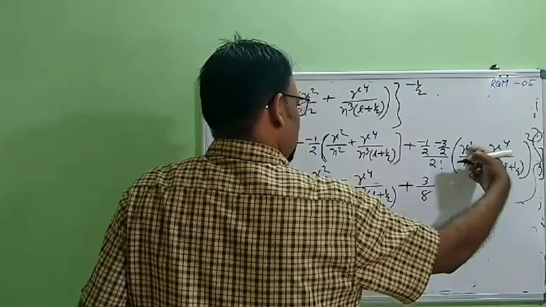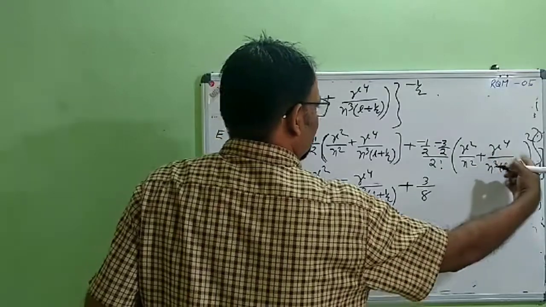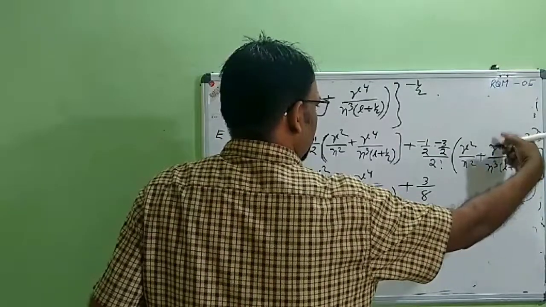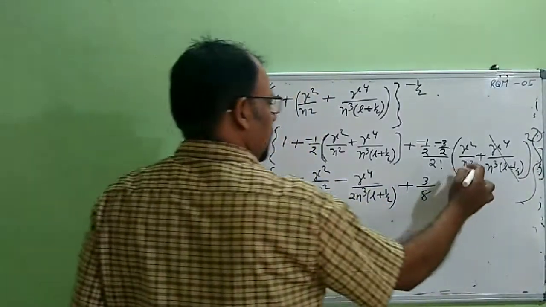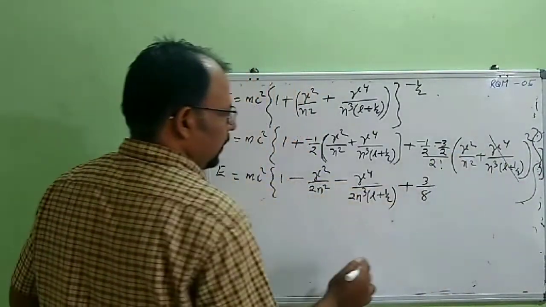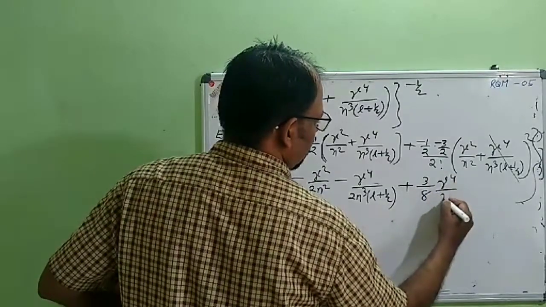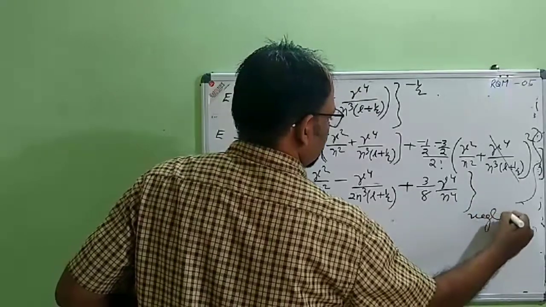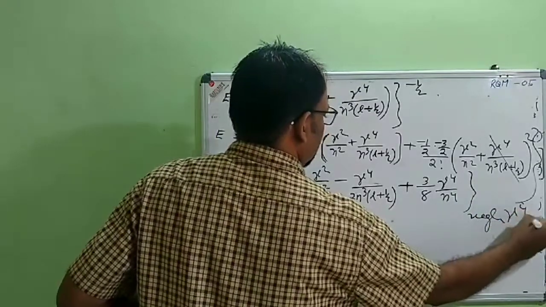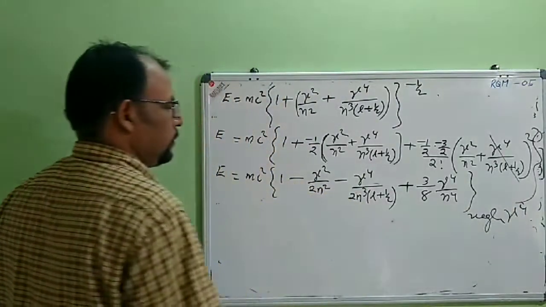So first term gamma raised to 4 by n raised to 4. All other terms will be higher than, the order will be higher than gamma raised to 4. So we can neglect this term, only gamma raised to 4 by n raised to 4. So 3 by 8 gamma raised to 4 by n raised to 4, neglecting terms higher than gamma raised to 4, preserving terms only up to gamma raised to 4.